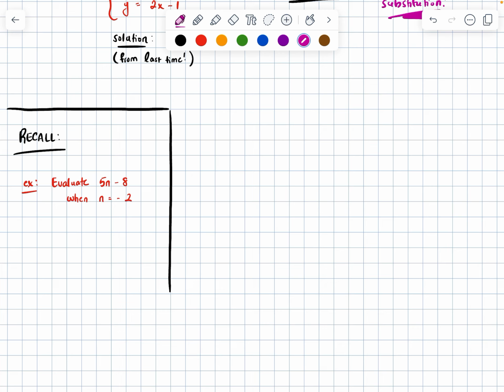Take 10 seconds, pause the video. How would I evaluate this expression? Go. Alrighty, well what I'm saying here is that n is equal to negative 2 in this specific case. So in my expression, anytime that I see an n, I can use the property of substitution to replace n with the equivalent statement of negative 2. And then from there I could simplify. This would become negative 10 minus 8, which is equal to negative 18.